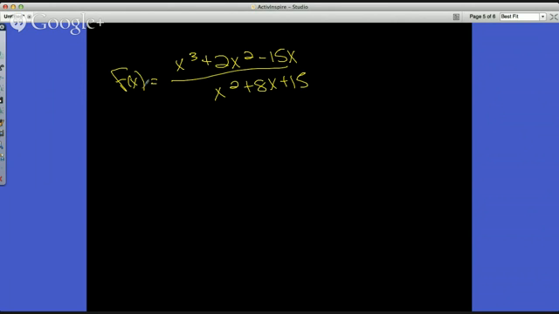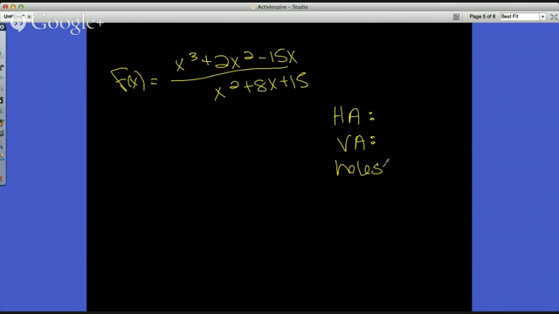This one is x to the 3rd plus 2x squared minus 15x all over x squared plus 8x plus 15. So this is a function here. And what they're doing is they're saying with this rational expression, determine a couple things. Number 1, determine the HA, horizontal asymptote. Determine the VA, the vertical asymptote. And determine the holes, okay?